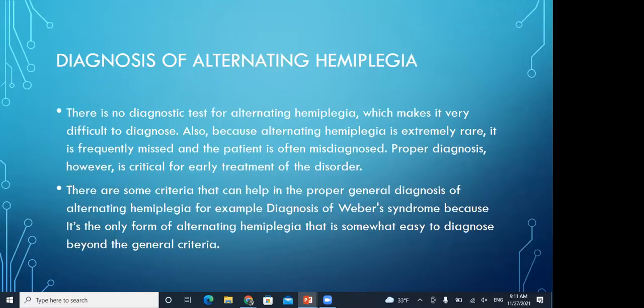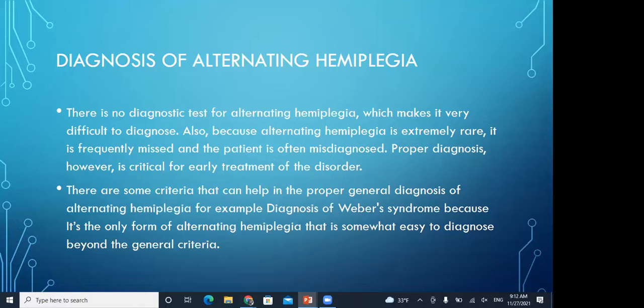Next, diagnosis of alternating hemiplegia. There is no diagnostic test for alternating hemiplegia, which makes it very difficult to diagnose. Also, because alternating hemiplegia is extremely rare, it's frequently missed and the patient is often misdiagnosed. Proper diagnosis, however, is critical for early treatment of the disorder.